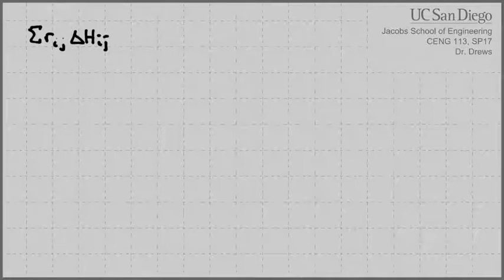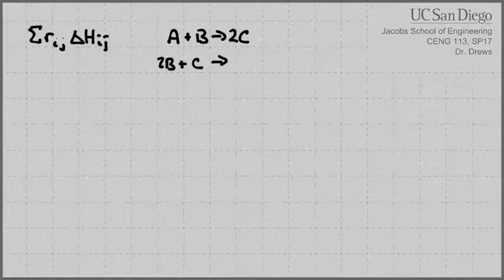All right, the other topic, which I think is about all we're going to have time to get to today, had to do with this sum of r_ij ΔH_ij term. The example that we were going over, which is not unique to this example, it would occur on any of our examples, was that A plus B goes to 2C, and 2B plus C goes to D.